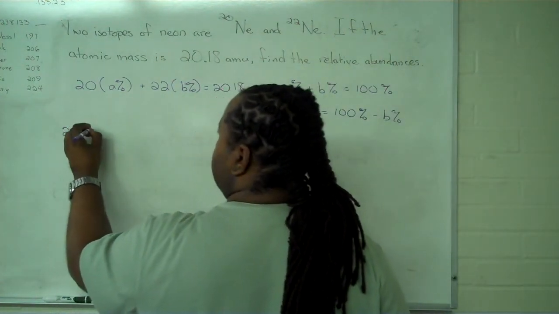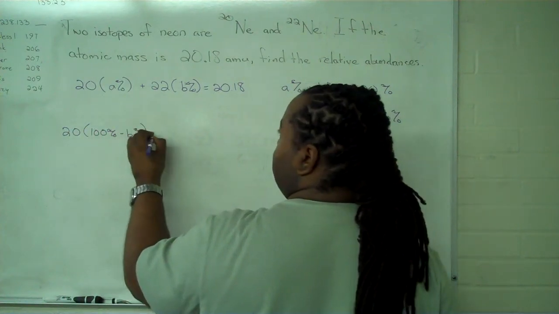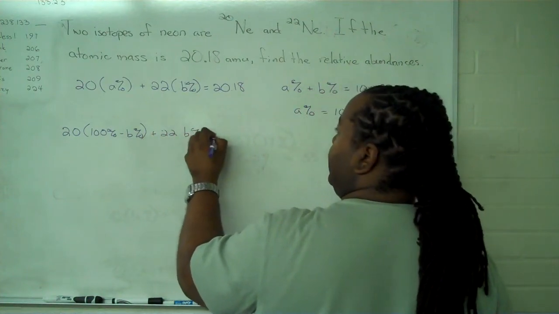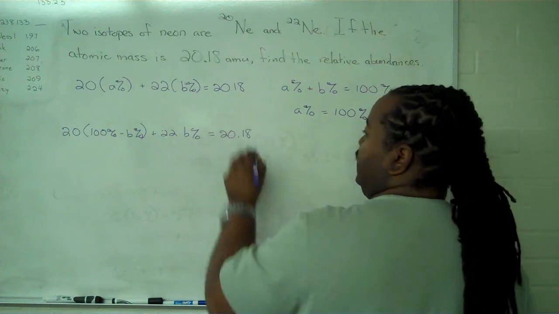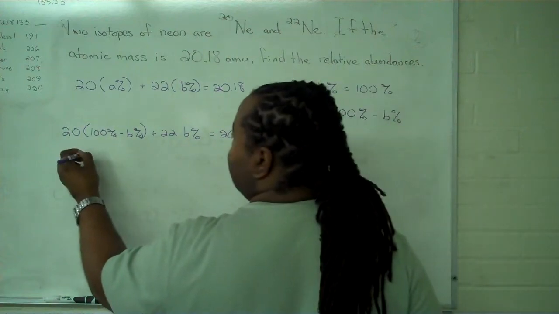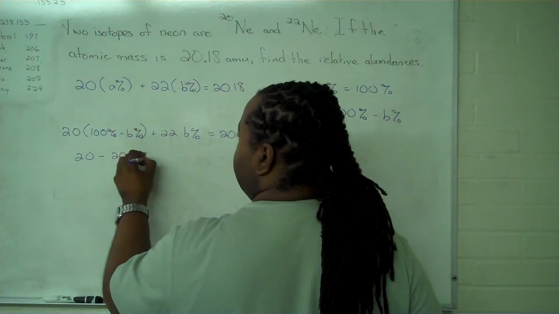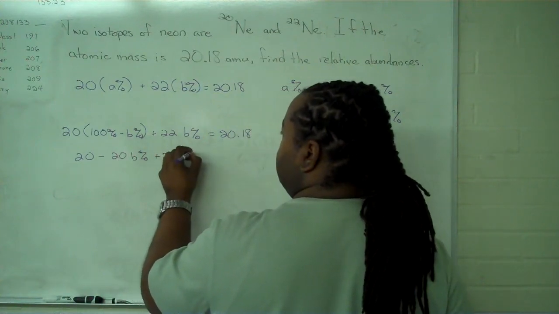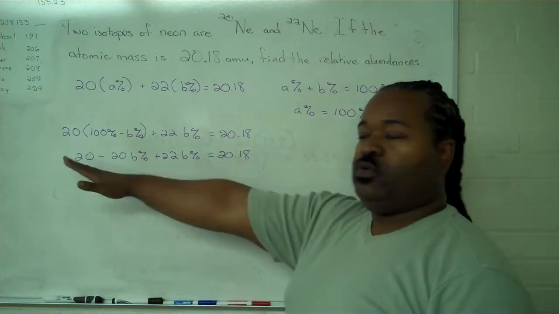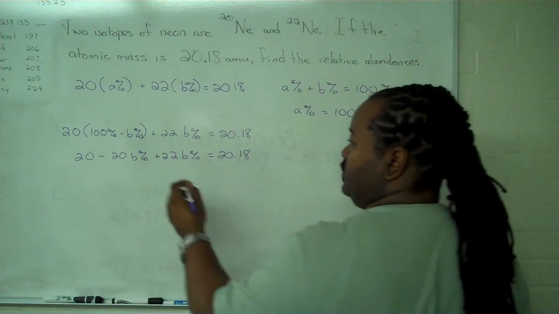So we have that 20 times 100% minus B plus 22 times B is 20.18. So 100% of 20 is just 20. So we have 20 minus 20 B% plus 22 B% equals 20.18. It's straightforward to recognize that we're going to have to separate the variables and constants.